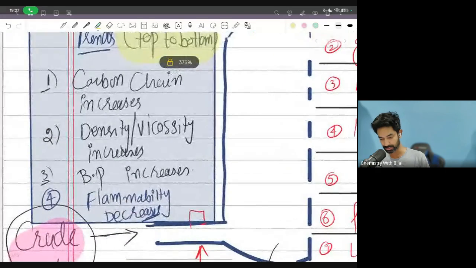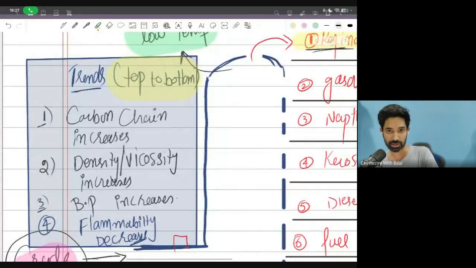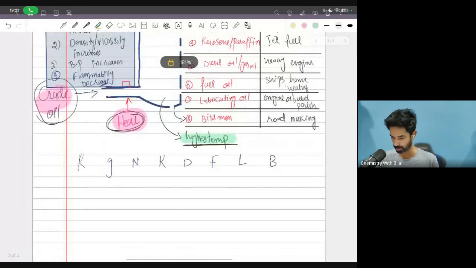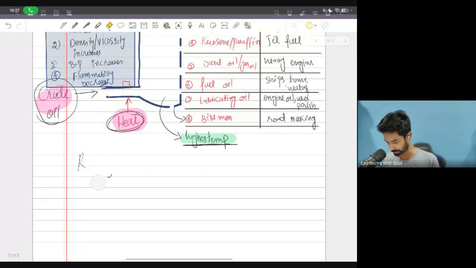As you move down, since the carbon chain increases, the viscosity also increases, and the boiling point increases. The only thing which decreases is the flammability. Flammability decreases as you move top to bottom, which means the fraction at the top is highly flammable. But as the carbon chain is increasing going down, the ability to burn decreases. So flammability decreases. Make sense, everyone? Yes. All right. So today, we need to further explore the introductory part of organic chemistry.